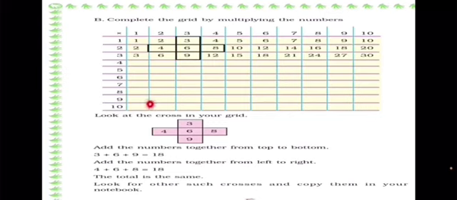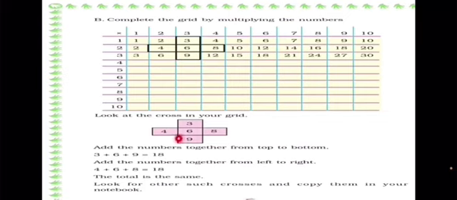9 ones are 9, 9 twos are 18, 9 threes are 27, 9 fours are 36, 9 fives are 45, 9 sixes are 54, 9 sevens are 63, 9 eights are 72, 9 nines are 81, 9 tens are 90. Now 10 ones are 10, 10 twos are 20, 10 threes are 30, 10 fours are 40, 10 fives are 50, 10 sixes are 60, 10 sevens are 70, 10 eights are 80, 10 nines are 90, 10 tens are 100.